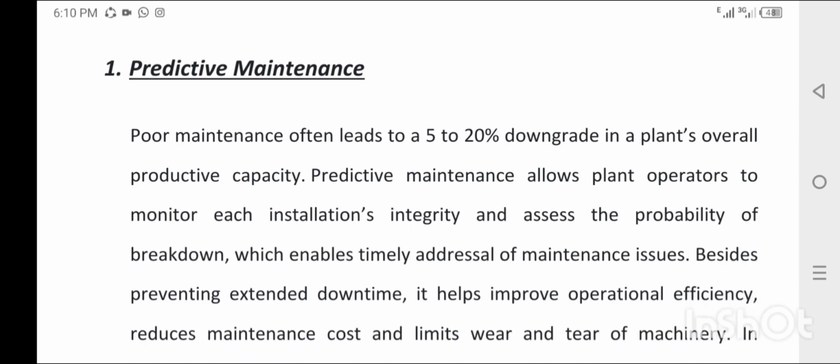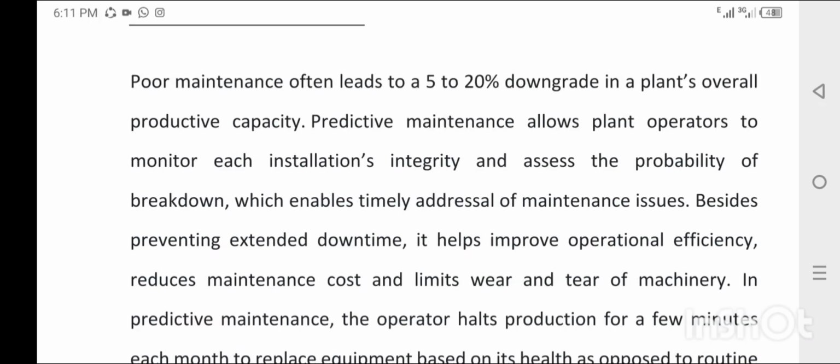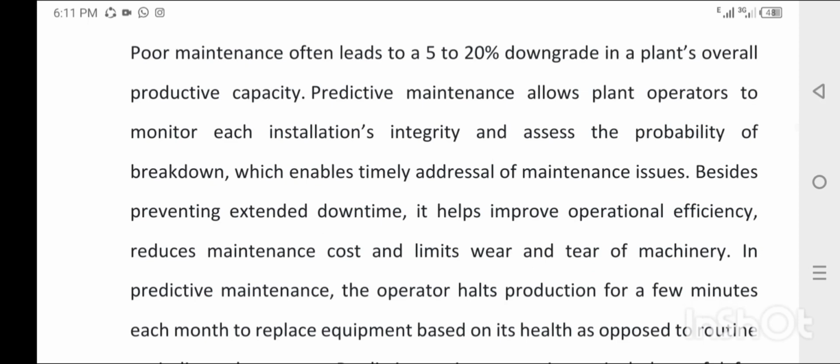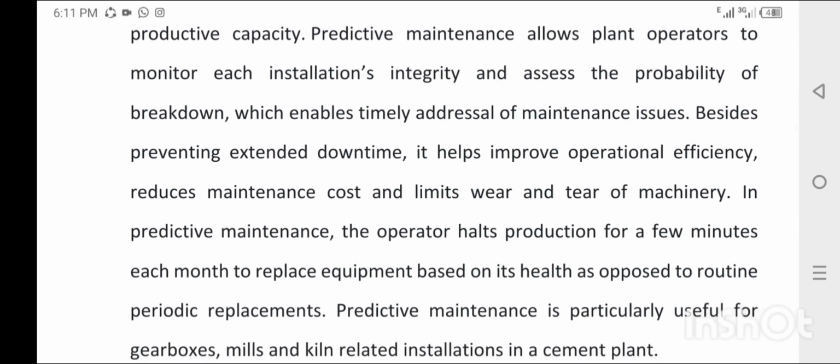Maintenance allows plant operators to monitor each installation's integrity and assess the probability of breakdown, which enables timely addressal of maintenance issues. Besides preventing extended downtime, it helps improve operational efficiency, reduces maintenance cost, and limits wear and tear of machinery.